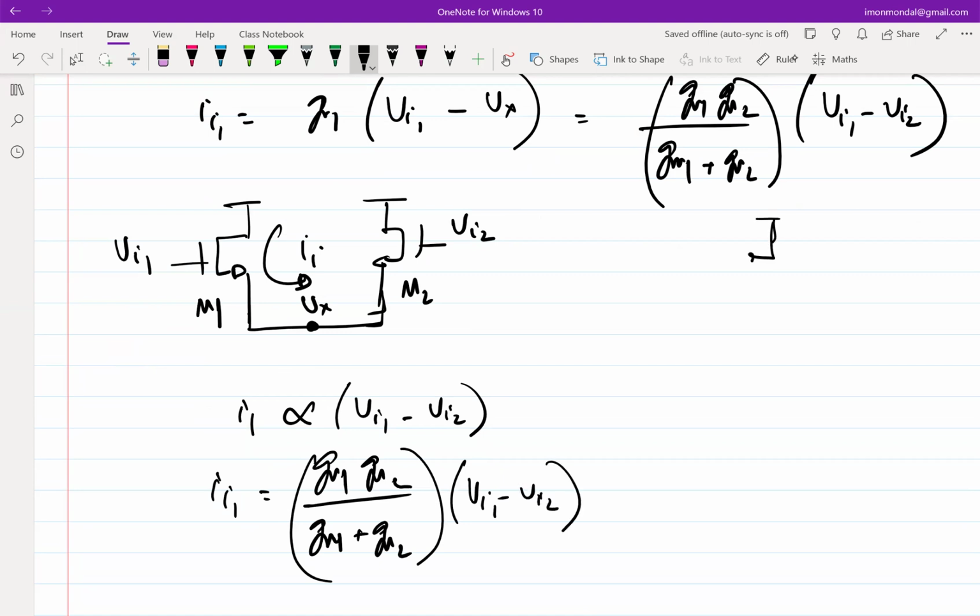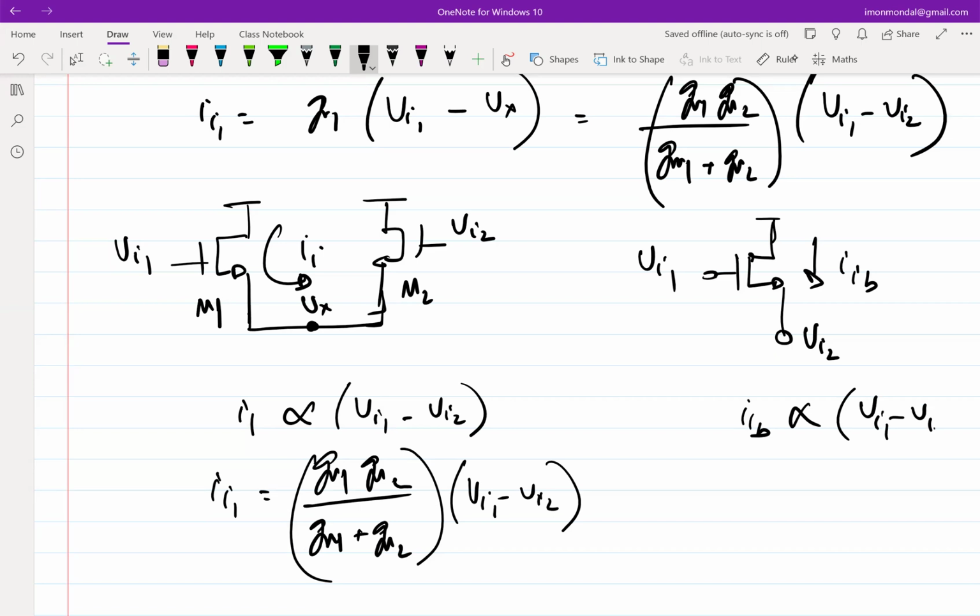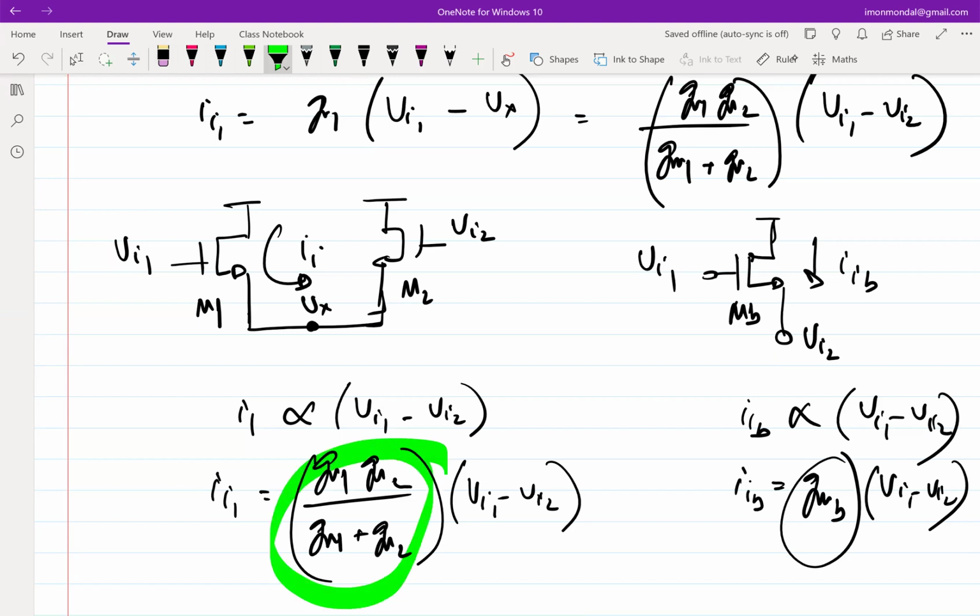In a common source amplifier, for example, let's say if I were to apply VI2 here directly, this current, I would have called this I1B. This I1B also would have been proportional to VI1 minus VI2, and the proportionality constant would have been GMB, or GMB times (VI1 minus VI2). Right? So you see that these two contraptions behave quite similarly with regards to the incremental current that they are generating. Just that the values of the transconductance are different. In this case, the transconductance is GM1 GM2 / (GM1 + GM2). But in the other case, the transconductance is that of the MOSFET itself.